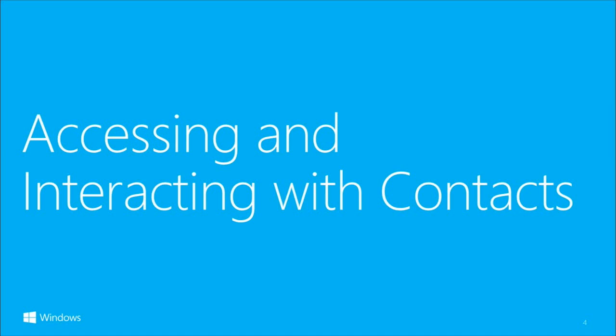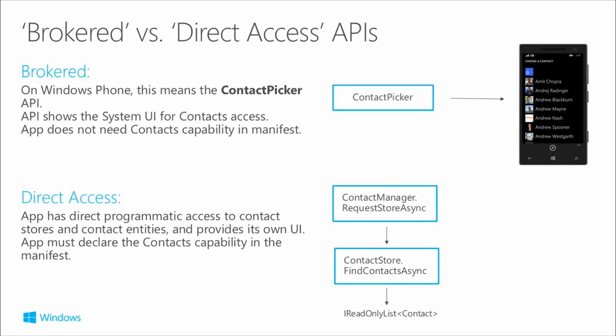So first of all, let's look at contacts. Before we dig into how you access those contacts programmatically, there's one particular concept that applies both to contacts and to calendar APIs that you need to understand, and that is the idea of brokered versus direct access APIs. Brokered APIs means that the phone gets involved. It's the same as in the last session yesterday, when we were talking about file open pickers, file save pickers and the share contract.